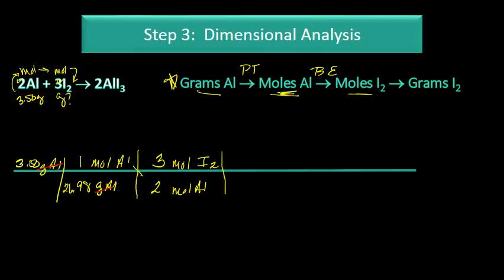Well, that means our moles of aluminum just canceled out. Is moles of iodine what you're after? No, so we have to do one more step. So we're going to do moles of iodine to grams of iodine. And where do we find that conversion from moles of iodine to grams of iodine? Well, back to the molar mass off the periodic table.